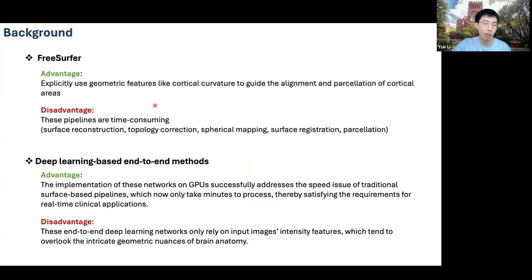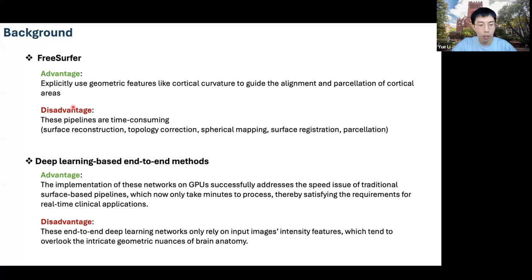So up to now, we can summarize the advantages and disadvantages of these 2 kinds of approaches. For FreeSurfer, the advantage of it is that it explicitly uses the geometric features like cortical curvature to guide the alignment and parcellation of cortical areas.